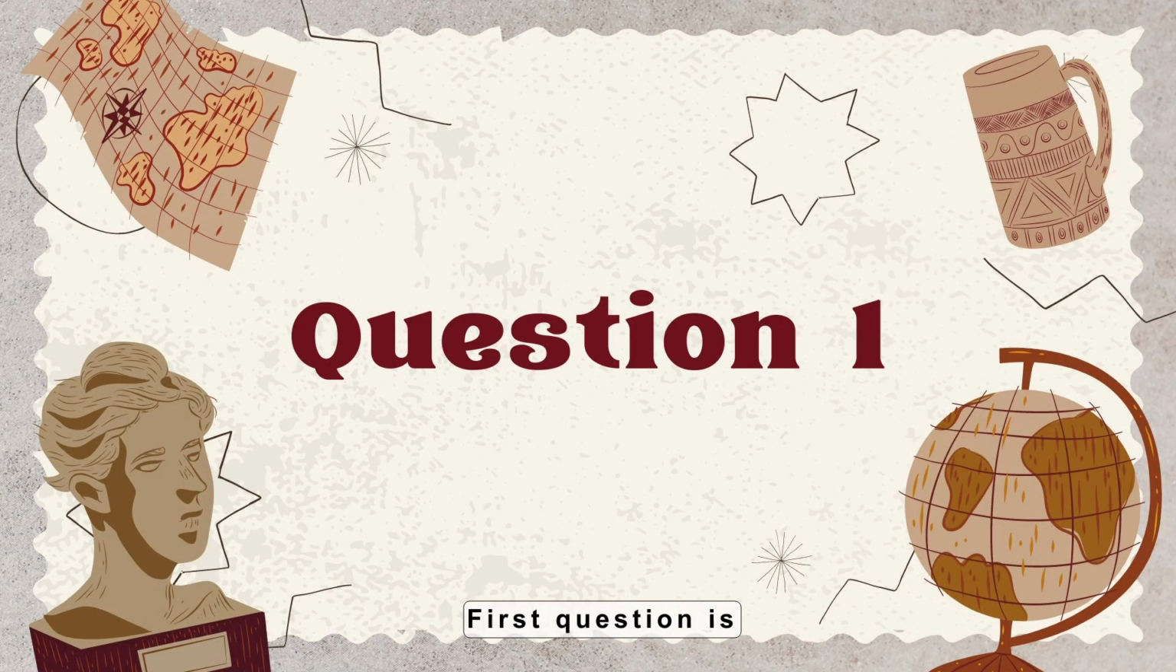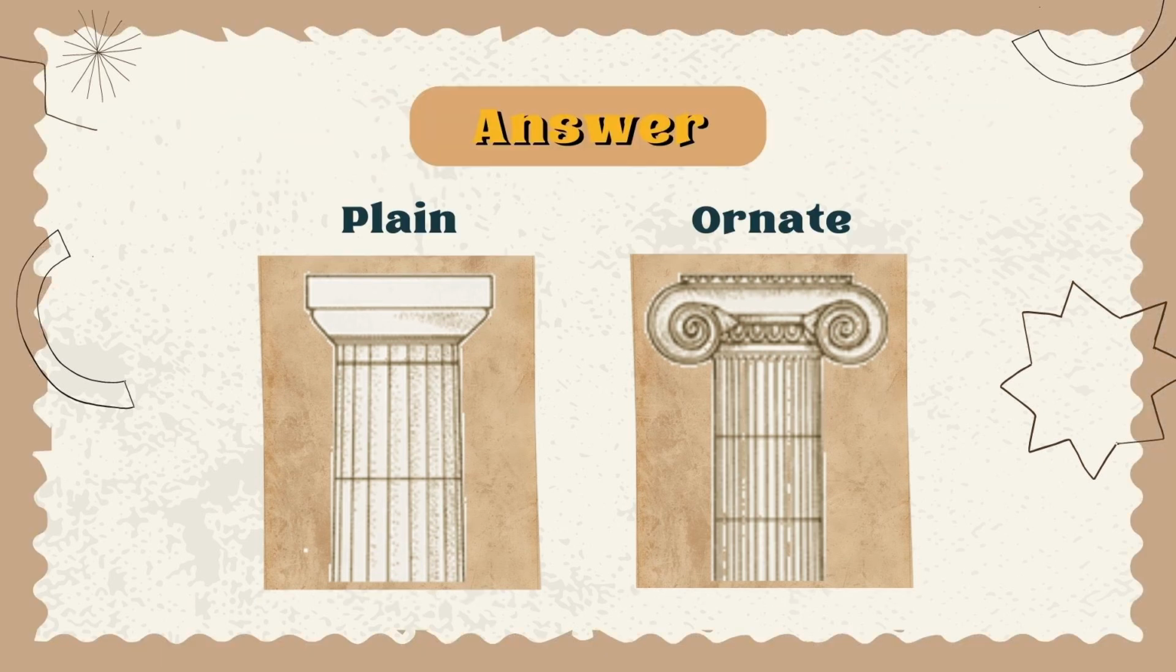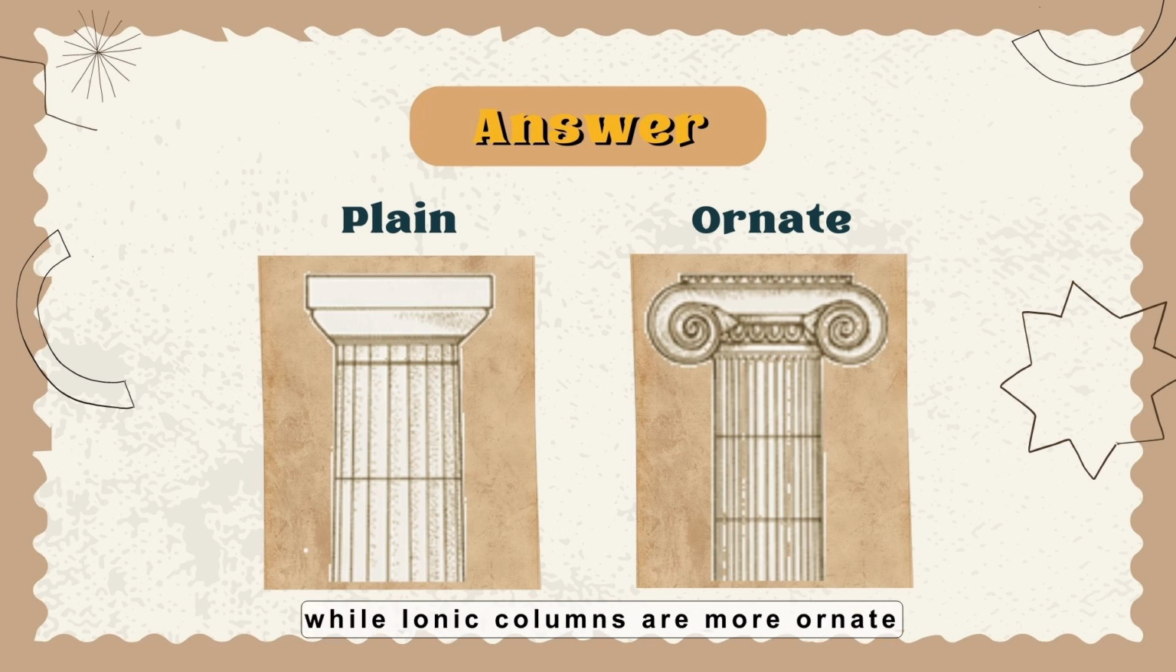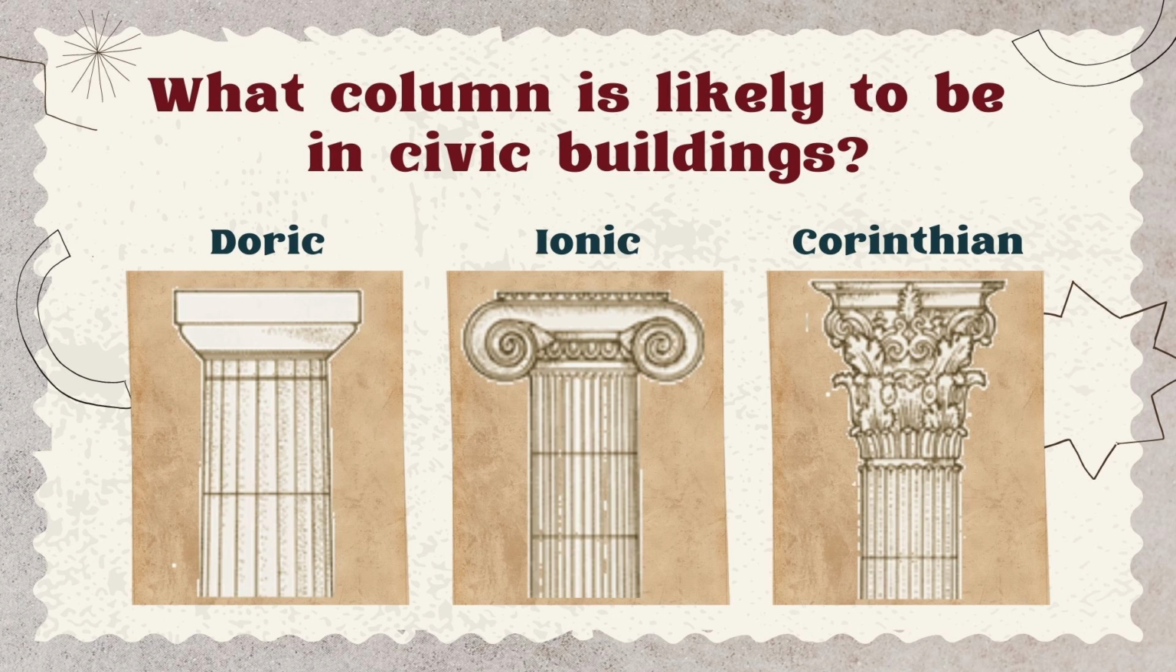First question. What is the difference between a Doric and Ionic column? The main difference between Doric and Ionic columns is in their proportion and decorative detail. Doric columns are simpler, while Ionic columns are more ornate. Next question. What column is likely to be in civic buildings?